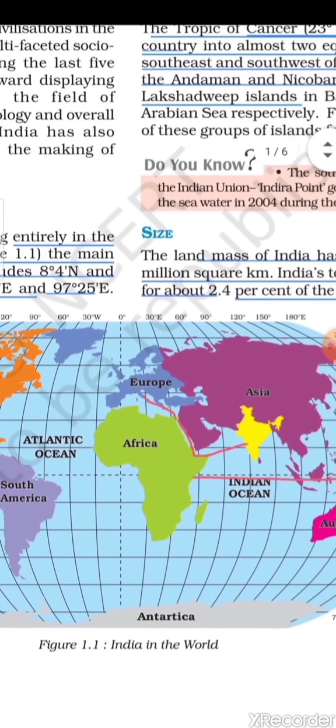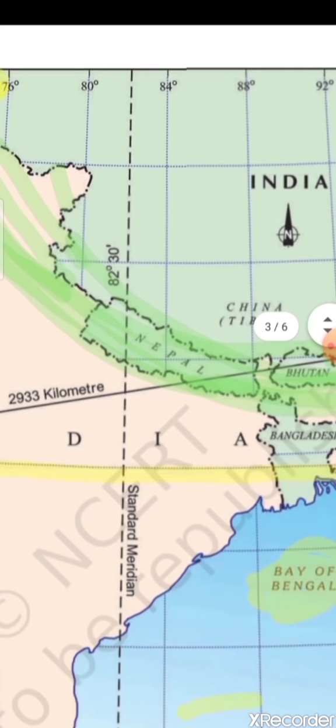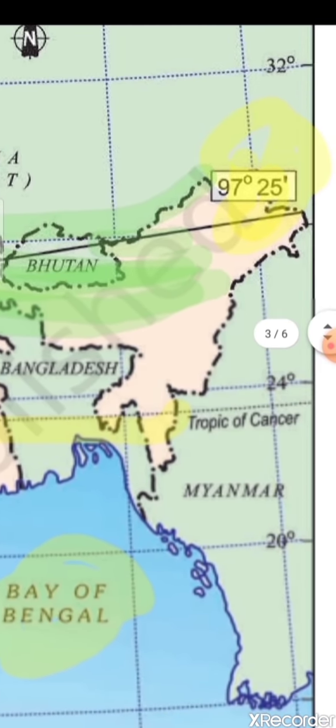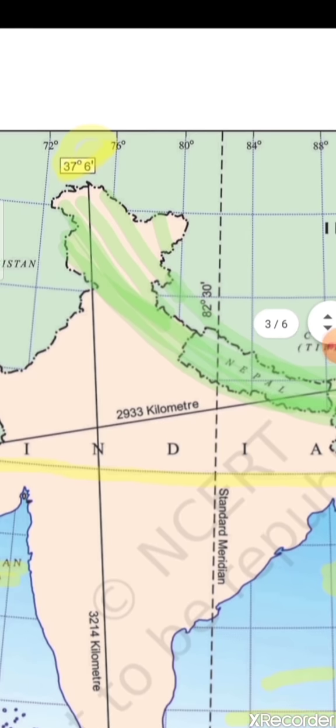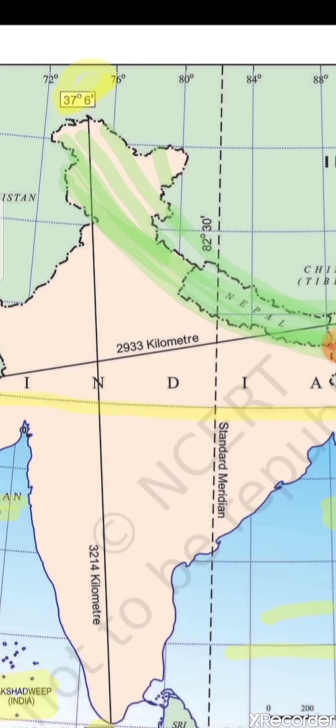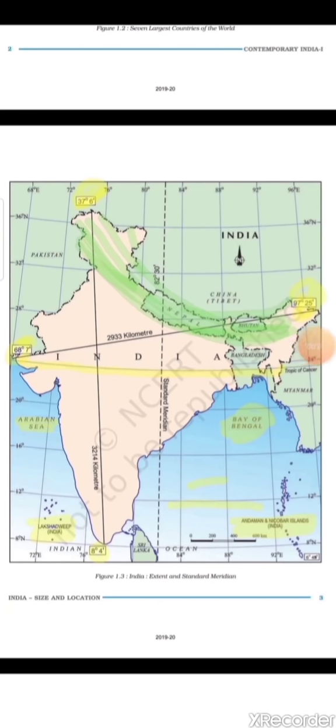Now, the second most important latitude is the 23.5 degree latitude, which passes through the center of our country. You can see the 23.5 degree north latitude passes through the center of the country, and it divides our country into two equal parts. And one thing always remember, students, that these latitudes and longitudes are imaginary lines which are used for navigation and for the location of any country. There is no such line on the earth.